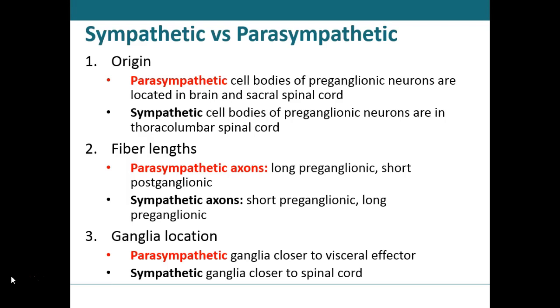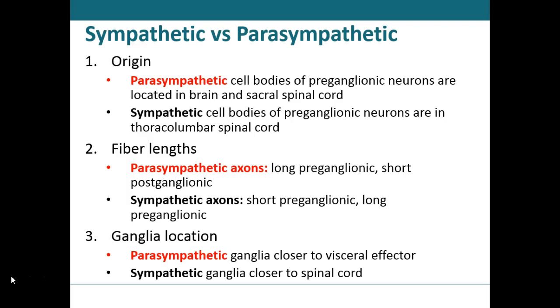The fiber lengths are different as well. The parasympathetic axons have very long preganglionic structures and short axons after the ganglion. And it's just the opposite in the sympathetic nervous system. So you have short preganglionic axons and long ganglionic axons. Okay, I know what you're thinking. You're like, oh my God, how am I going to remember all this? I'll show you a picture in just a second.